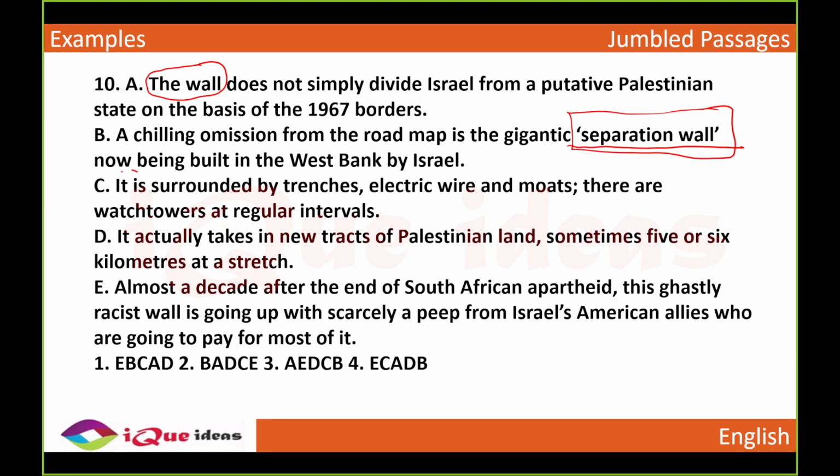It will not start with C because it is surrounded. What is surrounded? D, it actually takes. Again it will not start with D. And E, almost a decade after the end of South African apartheid, this ghastly racist wall. If they are referring to something using this, then it cannot be the first statement. So it cannot start with E.